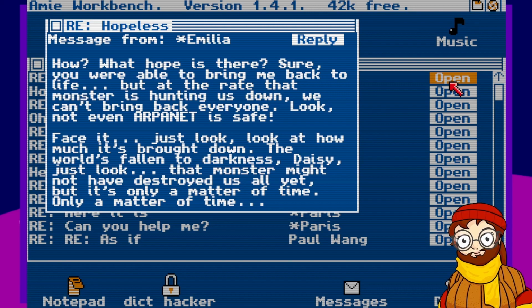How? What hope is there? Sure, you were able to bring me back to life, but at the rate that monster is hunting us down, we can't bring back everyone. Look, not even ARPANET is safe. Face it. Just look at how much it's brought down. The world's fallen to darkness, Daisy. Just look. That monster might not have destroyed us all yet, but it's only a matter of time.